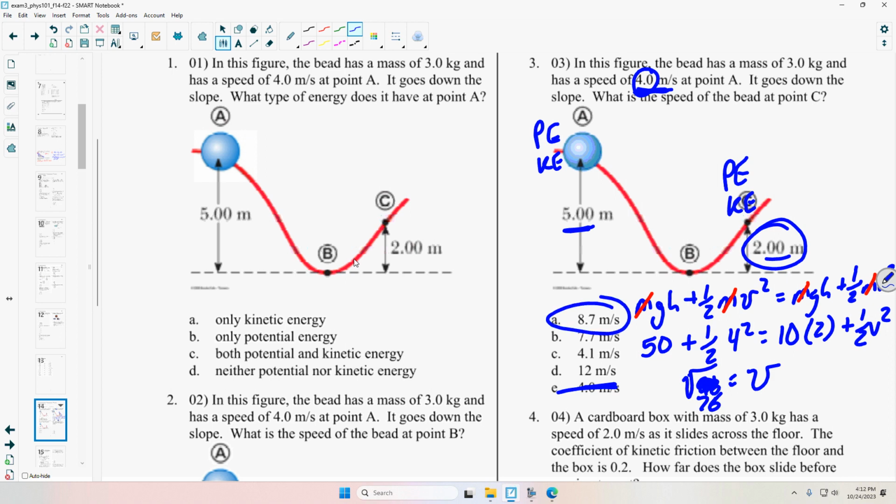And so the square root of 76, I think that's 8.7. Yeah, 8.7. Okay, gotcha. That one's a more difficult problem because you have both potential and kinetic energy at both points. And so it's just more numbers to deal with.